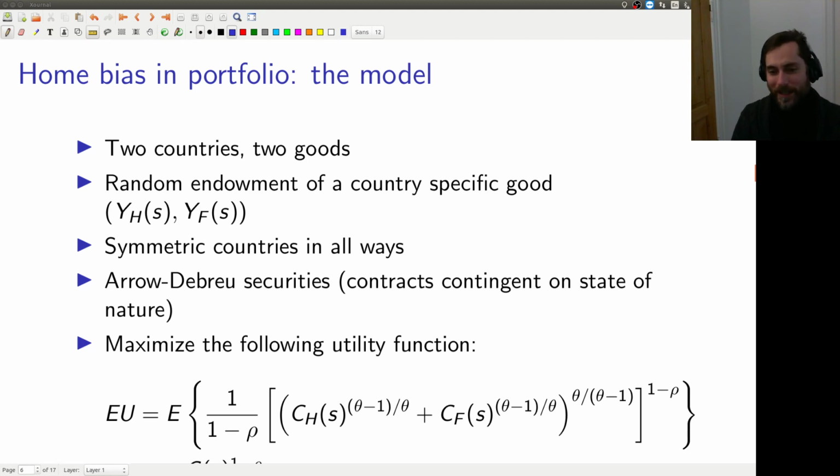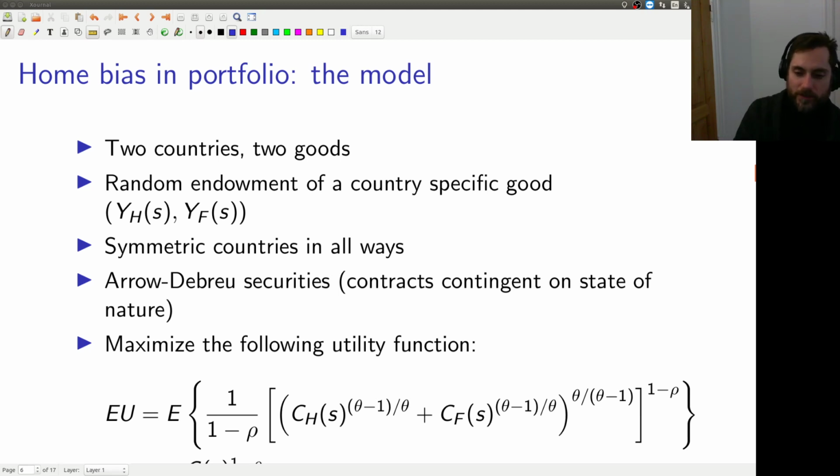Anyway, Arrow-Debreu securities mean that we can write contracts where the home and foreign consumers can get a different share of home and foreign goods in any state of the world, regardless of how much these endowments change. Okay, so let's look at the utility function.